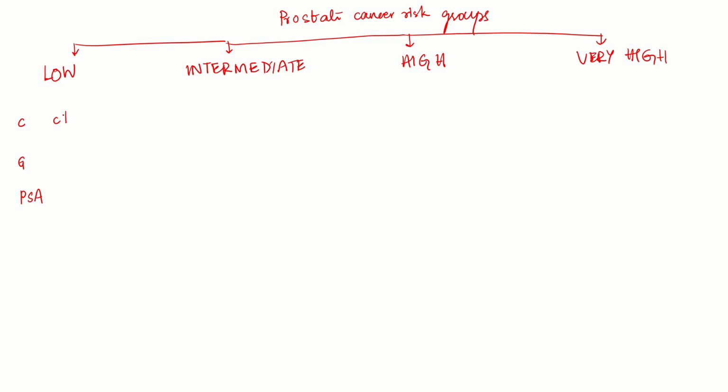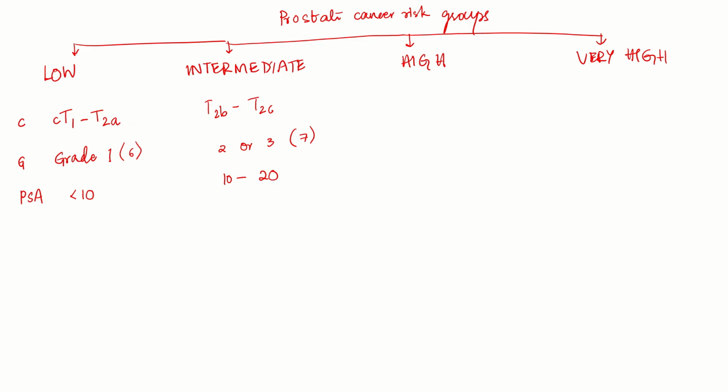So C, clinical stage T1 to T2A. Grade 1. This grading is again what we have just seen, ISUP grade 1, which means a Gleason score of 6. PSA less than 10. Coming to intermediate, next T2B to T2C, grade 2 or 3, that means a Gleason score of 7, with a PSA of 10 to 20.